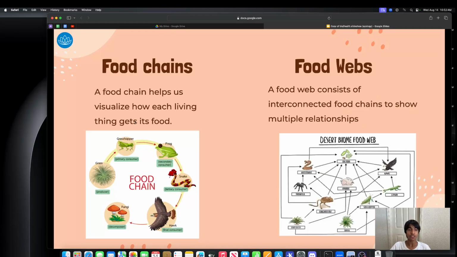And then food chains are a chain that helps us visualize how one living thing directly gets its food. But a food web consists of multiple, different food chains interconnected to show multiple relationships. So food chains are just going up one by one. So, the grass goes to the grasshopper, the frog goes to the snake, and then the snake goes to the hawk, and finally the fungi.